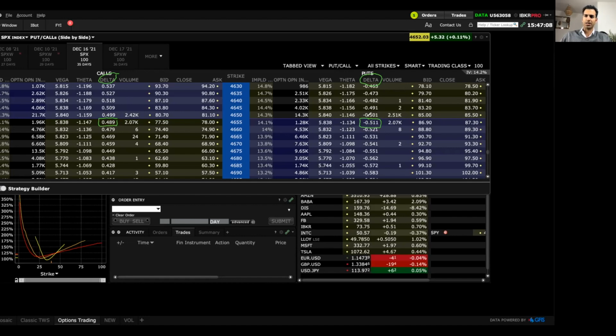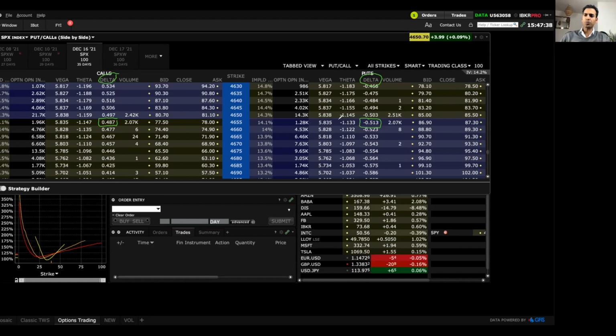But what does that mean? Well, it means that if the SPX moves up by 1 index point, then the option will move by 0.5 of an index point. For the call option, the option will move up by 0.5. For the put option, it will move down by 0.5 because the put option has got a negative delta and the call option has got a positive one.